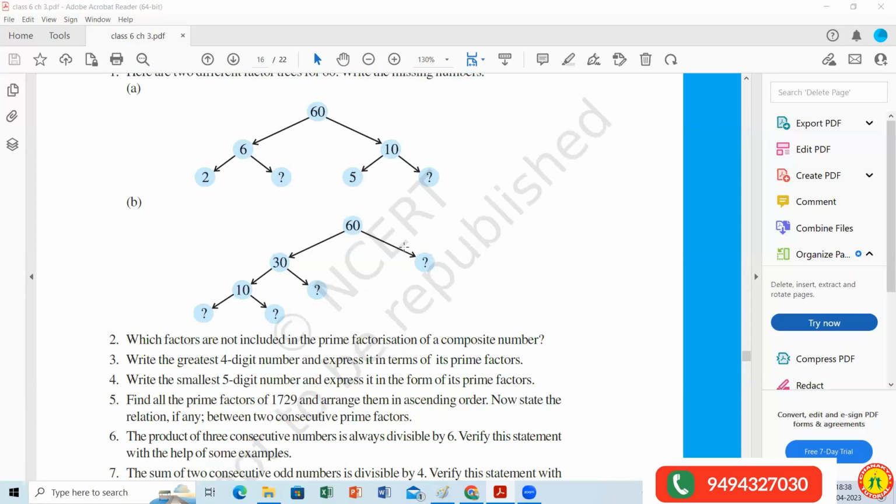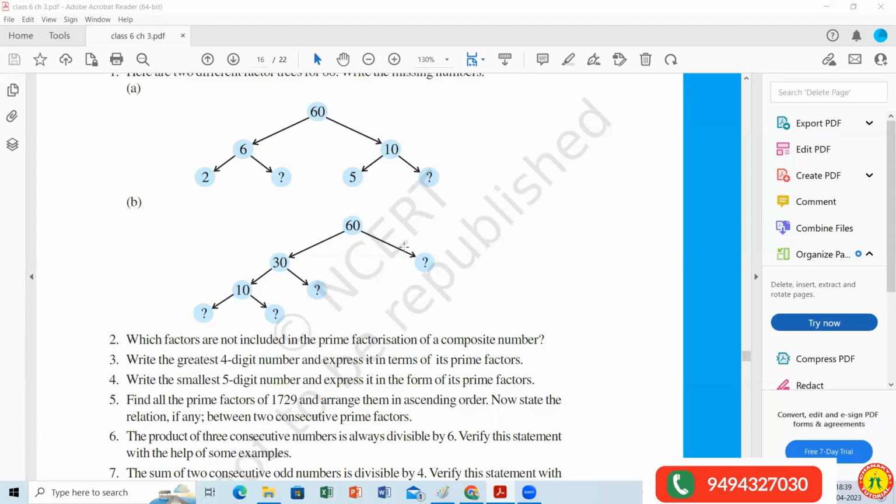Now you see who has completed. Check question number 2. Which factors are not included in prime factorization of a composite number? If you see anywhere, number 1 and the same number are not included. Yes or no, children? 60 can be expressed as 1 into 60, but we should not write 1 into 60. Those are not included in prime factorization of a composite number.